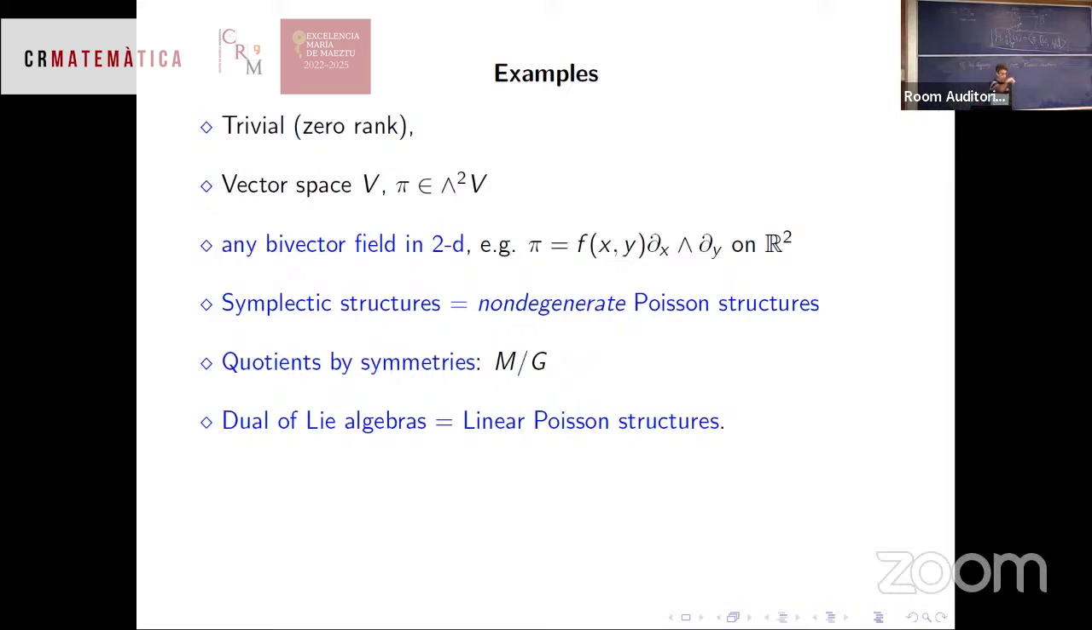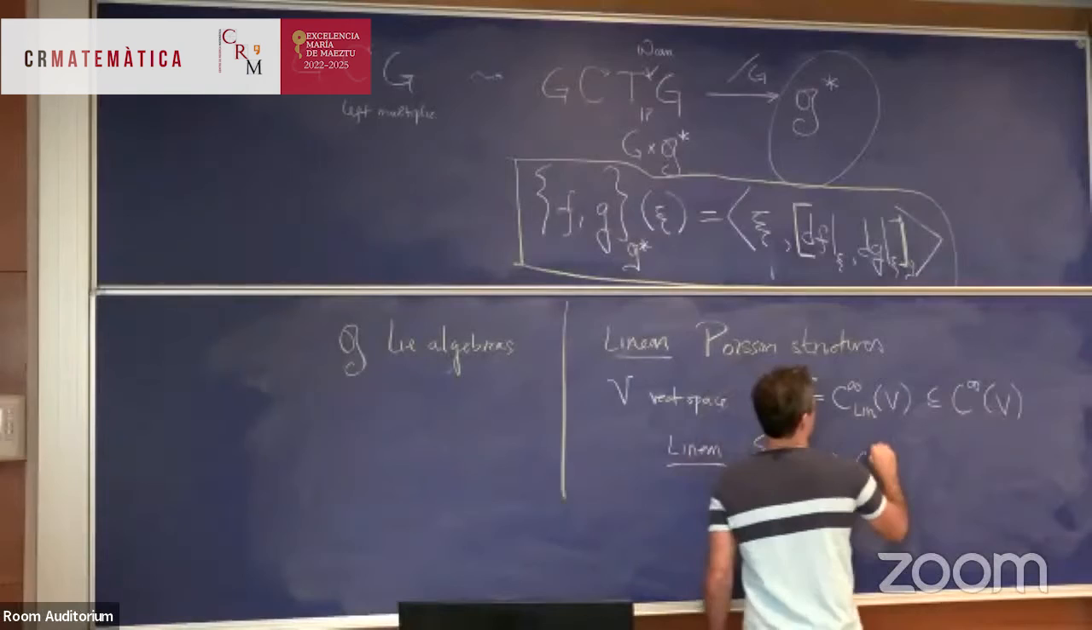A linear Poisson structure is a Poisson bracket or Poisson structure defined on a vector space. So you have a vector space, and the dual is identified with the linear functions on the vector space. This sits inside the smooth functions. I will say that a Poisson structure is linear if it preserves this subspace. So linear means that the Poisson bracket of linear functions is linear again.